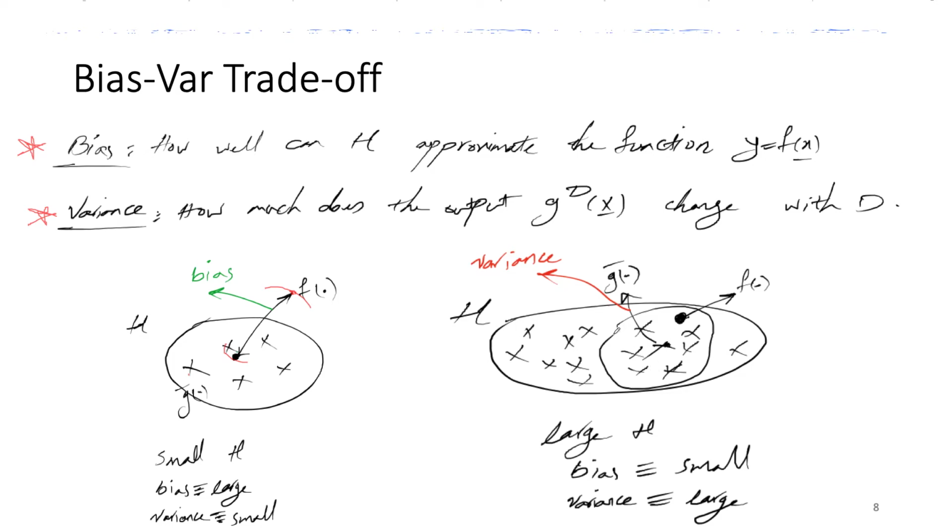However, the whole circular region here would be your variance. If you change your data, it's going to change. So interestingly, when you have a large hypothesis, your bias would be smaller, but your variance becomes larger. And this is the major difference between having a large and a small hypothesis.